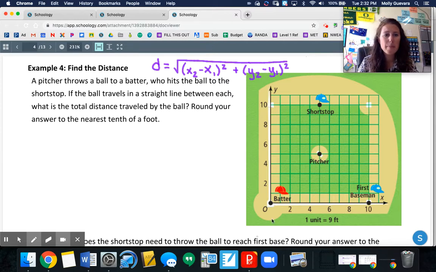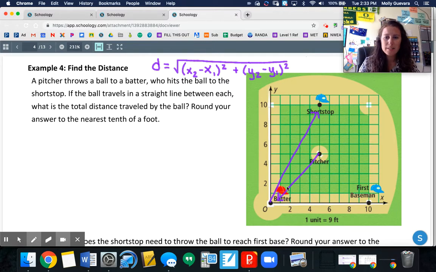It says a pitcher throws a ball to a batter. Okay, so we're talking about baseball here. The pitcher throws the ball to the batter, who hits the ball to the shortstop. So the ball goes here, and then it goes here. If the ball travels in a straight line between each, so a straight line to the batter, a straight line to the shortstop, what is the total distance traveled by the ball?